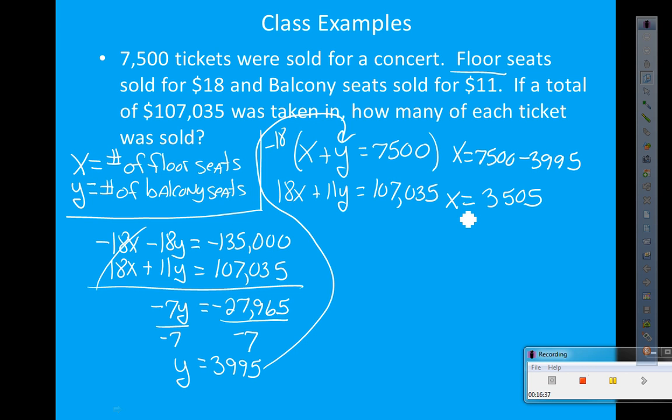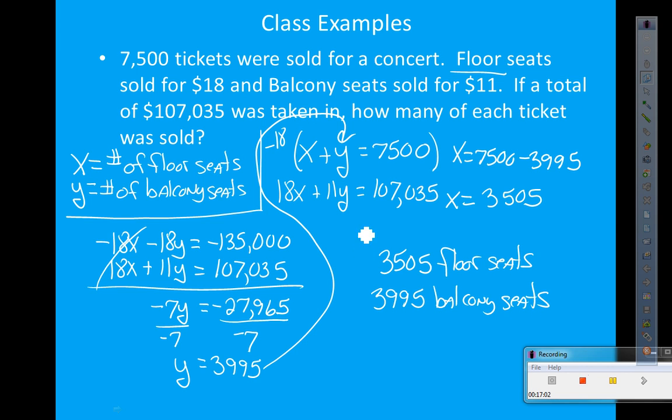Here comes the dummy proof of it. I have 3,505. Now match up your x over here, floor seats. And I had 3,995 balcony seats. Since these represent seats and not money, don't put a dollar sign by it, because those aren't money. That represents the number of seats.